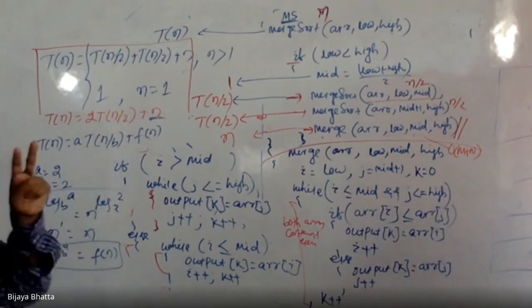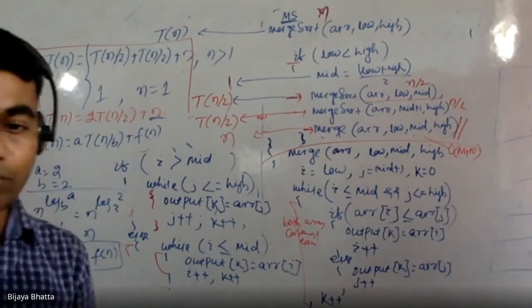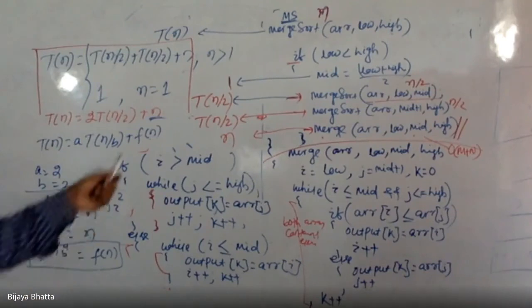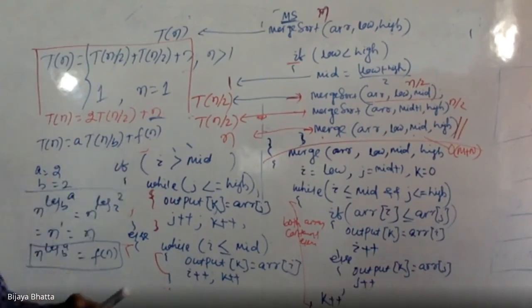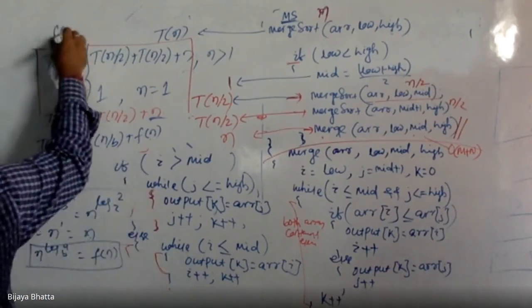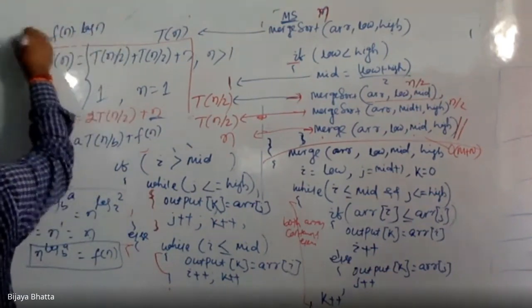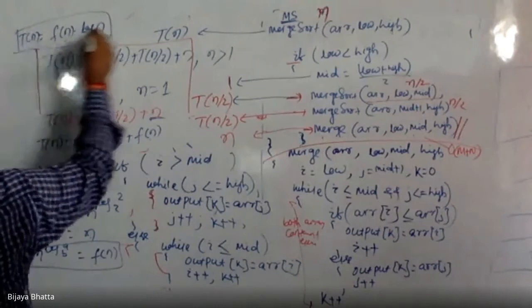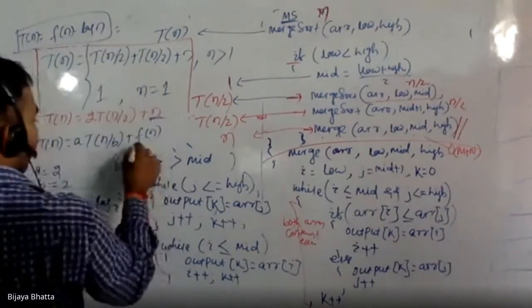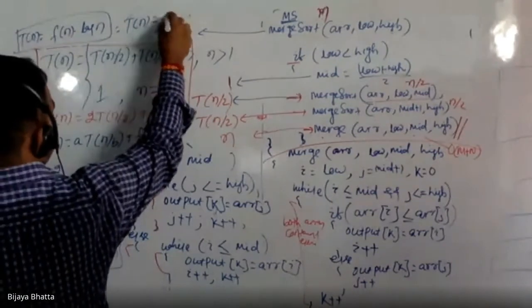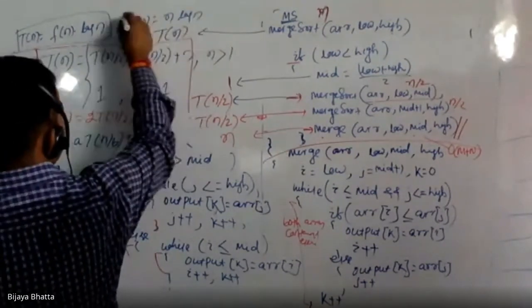That means case 2 of the master method is going to be applied. Case 2 says the answer is f(n) into log n. So what is f(n)? f(n) is n. That means T(n) equals n log n. That is going to be the answer.